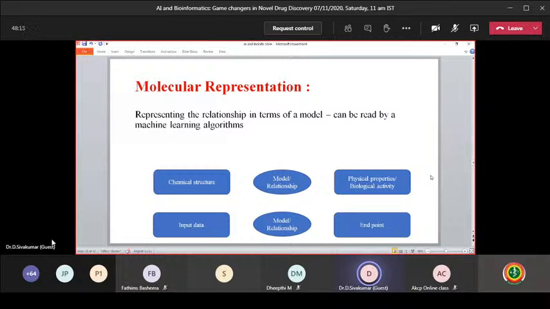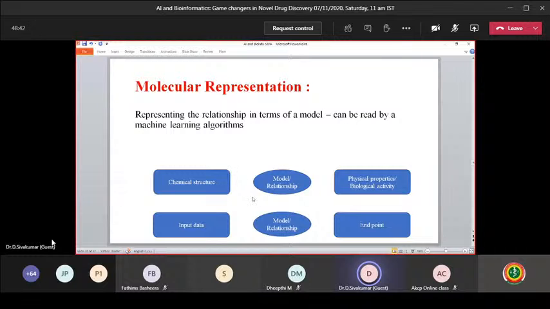So molecular representation is one of the key things in AI. In order to get the model done, we need to represent the molecule as a model, right? How to represent the molecule? For example, here we have small molecules. How are you going to represent a small molecule as a model? Look here. From the chemical structure, we will get the physical properties, like whether it is soluble or insoluble, or biological properties, active and inactive.